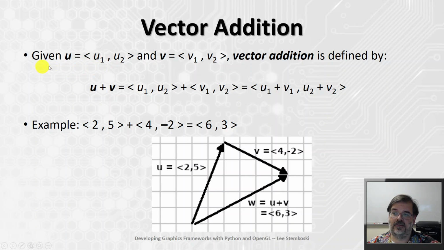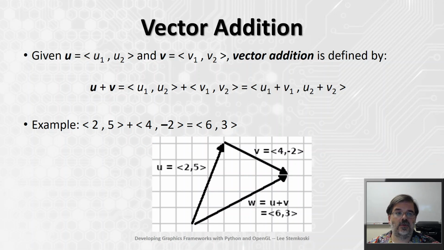So given a vector u, (u1, u2), and a vector v, (v1, v2), vector addition is defined just by adding the components. So for instance, u plus v would be the vector with first component u1 plus v1 and second component u2 plus v2. So for example, if you want to add the vectors (2, 5) and (4, -2), for the first component, 2 plus 4 is 6, and for the second component, 5 plus -2 is 3.